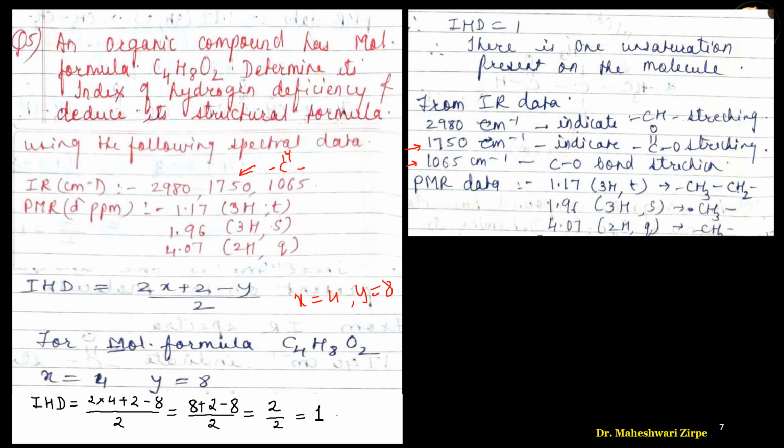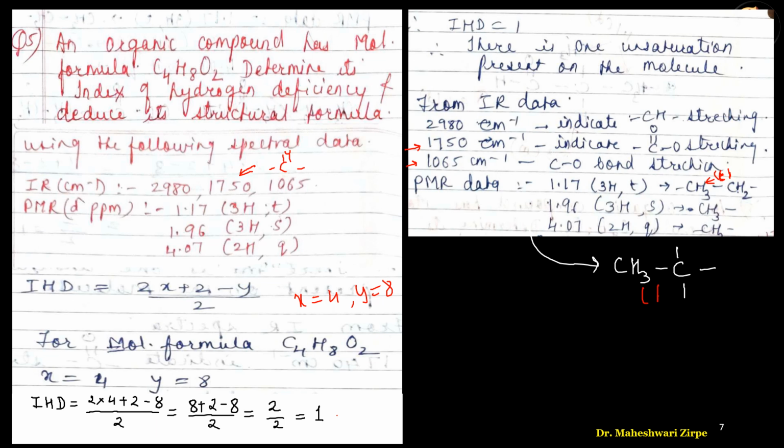Then let us see the PMR data. PMR data says that it is 1.17, 3 proton triplet. 3 proton triplet means CH3 should be attached with a CH2 group. Then only this proton will show triplet. Then 1.96, 3 proton singlet, means the CH3 group should be attached with some group which doesn't have any proton on it. That indicates CH3 group attached with some carbon or some other group which does not have any proton.